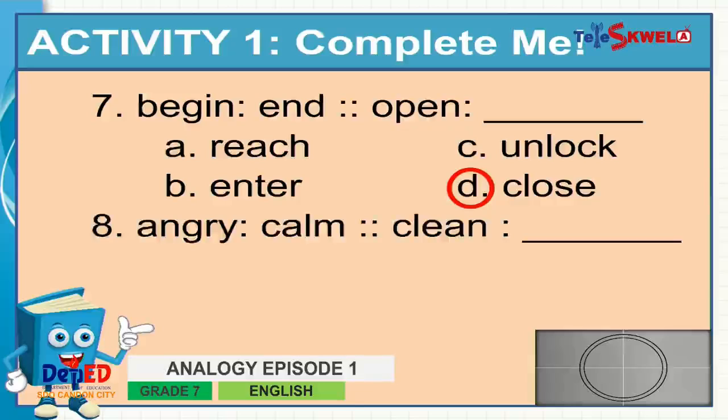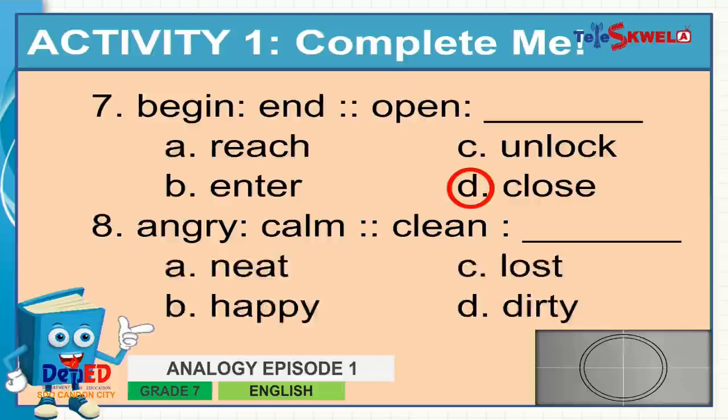Number 8. Angry is to calm as clean is to letter A, neat. Letter B, happy. Letter C, lost. And letter D, dirty. And the answer is letter D, dirty. Angry is the opposite of calm as clean is the opposite of dirty.